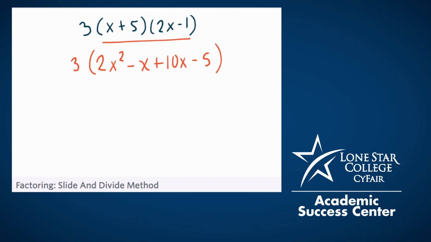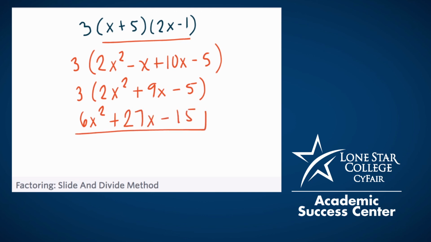We'll combine like terms here. And this gives us 2x squared plus 9x minus 5. And lastly, we'll distribute our 3 to each term on the inside of the parentheses, and that gives us 6x squared plus 27x minus 15, which checks with our original trinomial in our example 2 problem.